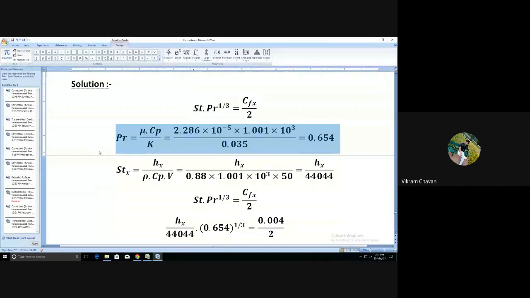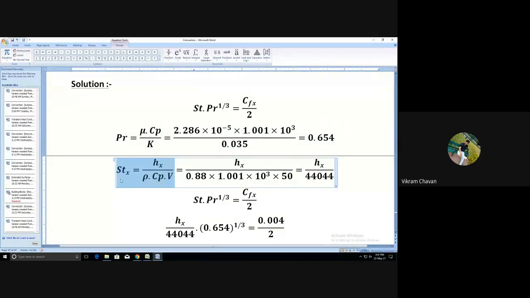Then the next one is the Stanton number. We have to consider the local Stanton number because we need to determine the local heat transfer coefficient. So the Stanton number is given as the heat transfer coefficient h divided by rho Cp multiplied by V, where h is the heat transfer coefficient, rho is the density, Cp is the specific heat, and capital V is the velocity.